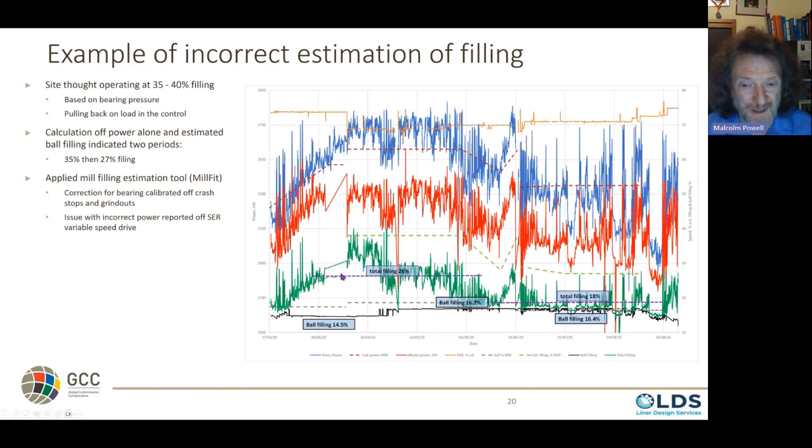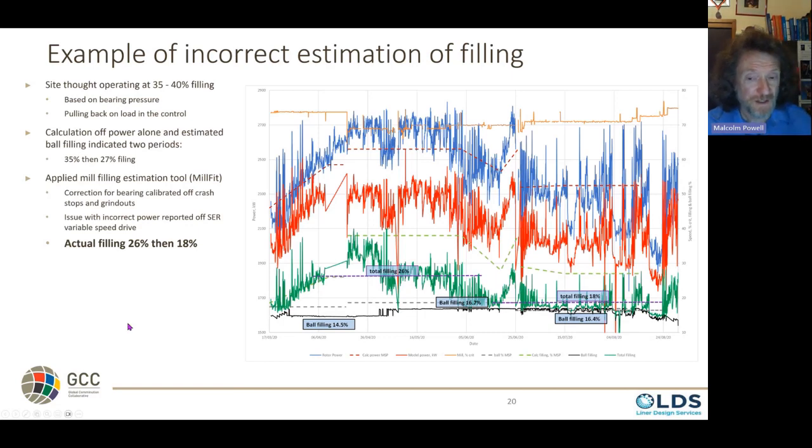When they back calculated, it was actually running down here, 26% in the early stages and then 18% filling in the later stages in this period. And the ball filling was 16%. There's almost no rock in the mill. And they destroyed their liners. No surprises there.